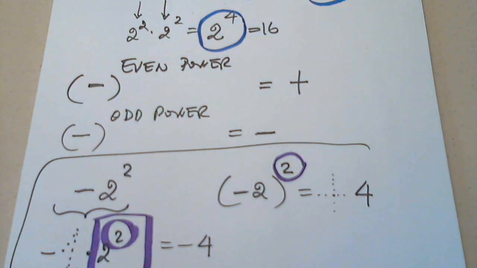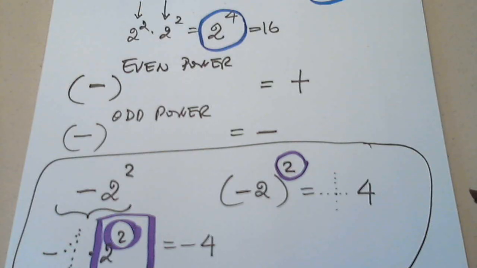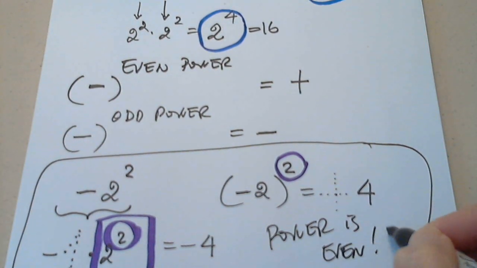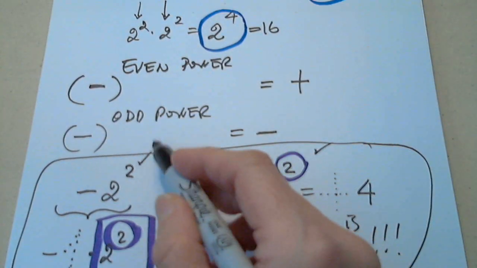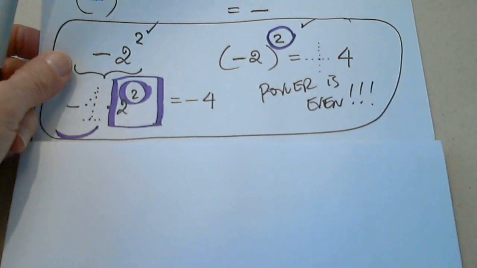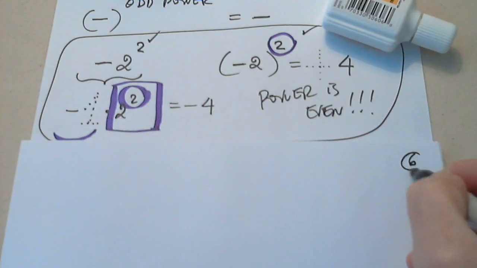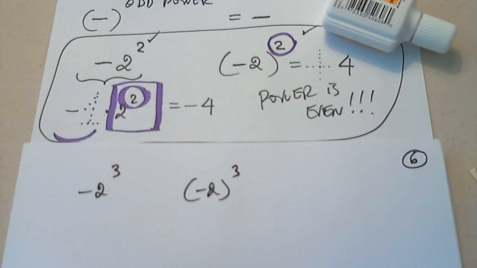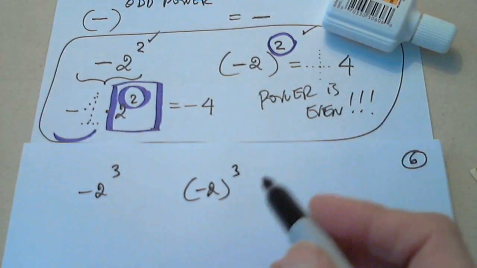All this happens for only one reason, or for one explanation. Power is even. What power? This one. It will make no difference if the power is 3. Let's discuss that. No difference if the power is odd. So, -2 to the third or -2 to the third will be absolutely identical. What is the reason? The power is odd.